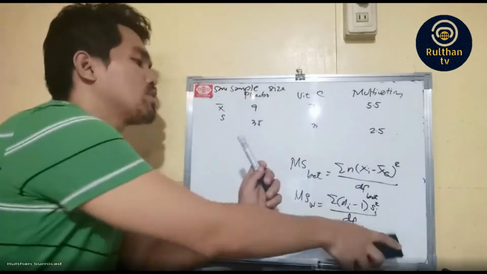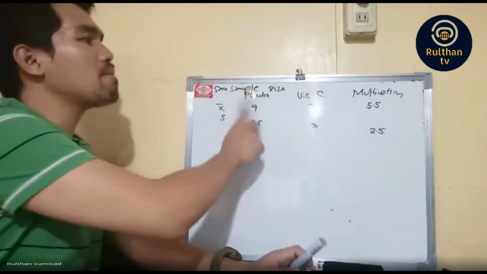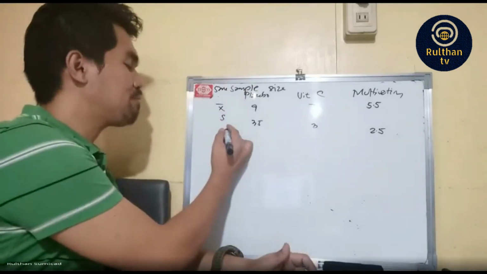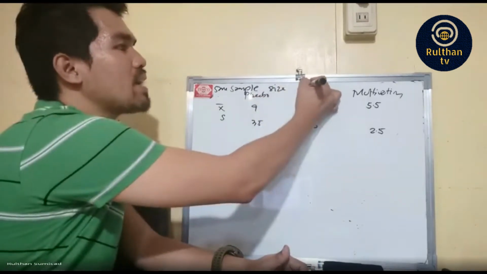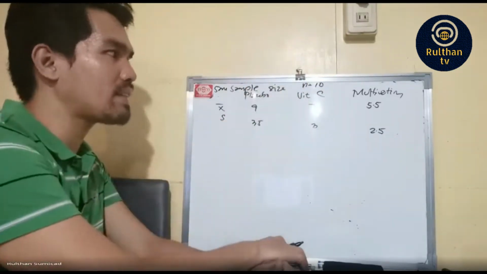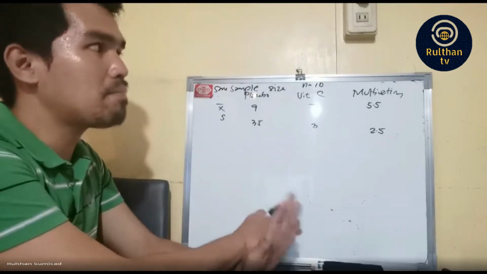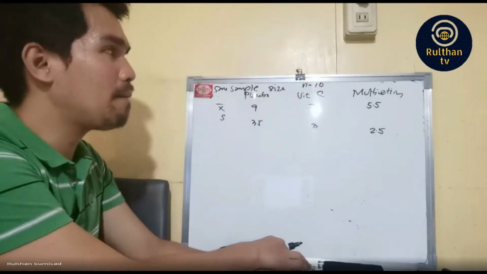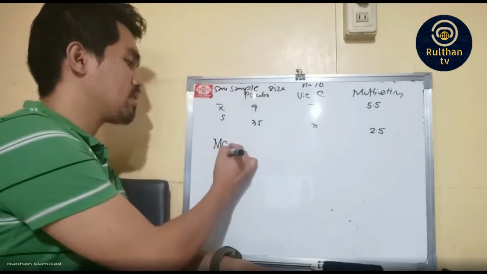Okay? So we will solve first our MS between. Now, with the assumption that we have the same sample size, we can now play. Let's start solving F. By the way, the n here is simply 10. For the placebo group, 10 samples were randomly selected. For vitamin C, 10 samples were randomly selected. And the multivitamin group also has 10 samples randomly selected. Now, let's start solving our MS between.